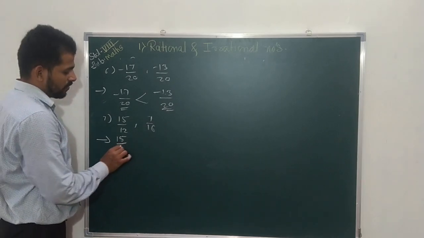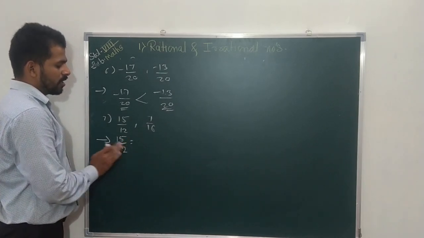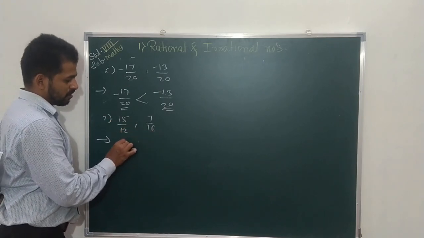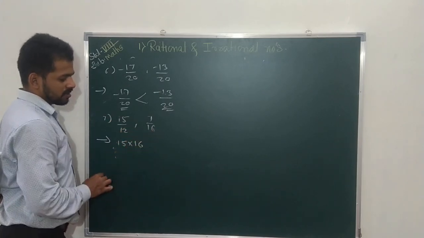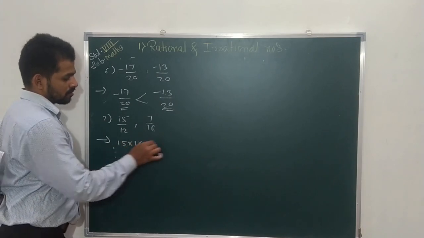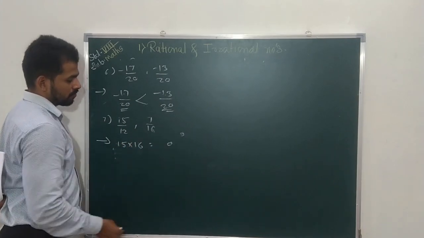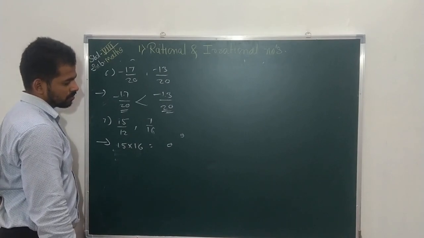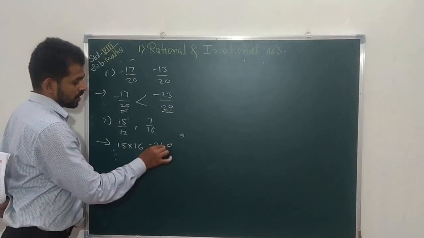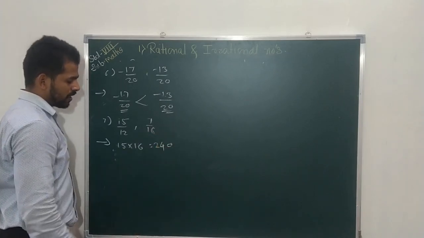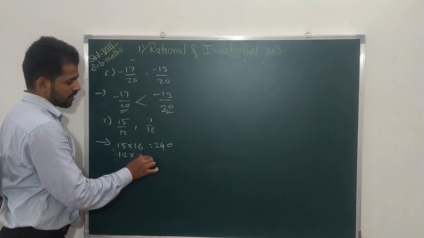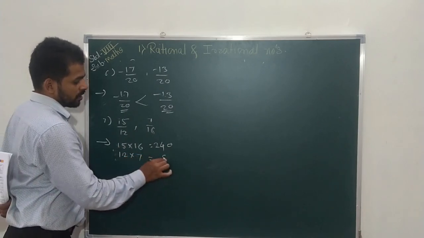Okay, let's see. 15 upon 12. Now same way, first we do cross multiplication. That is 15 multiplied by 16, that is 240. And then cross multiplication, 12 multiplied by 7, that is 84.